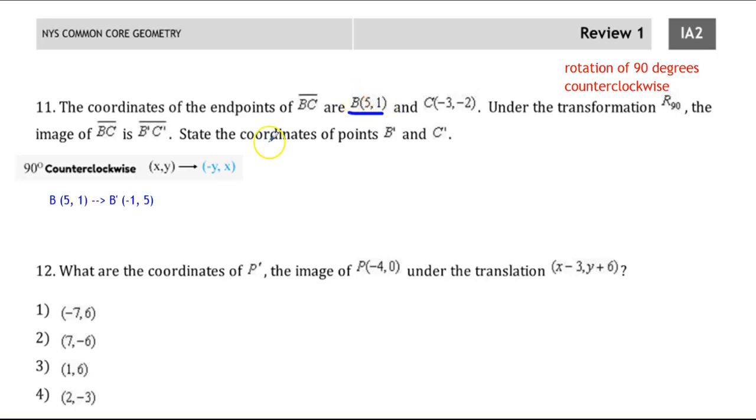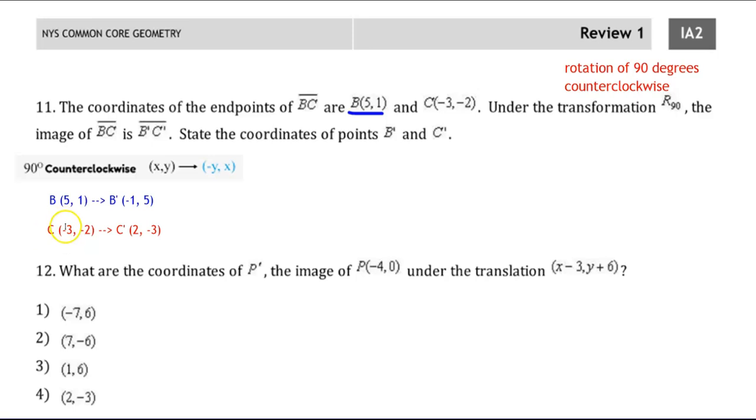B is 5, 1. So what I'm going to do, according to this rule, is I'm going to take the x value and put it at the end, keep the same sign. And then we're going to take the y value of the point, the pre-image, and I'm going to bring it to the front and change its sign to its opposite sign. So 5, which is the x value, it's going to go to the end of the new point, the image, right? And then the 1 is going to become the first value, but I'm going to change its value from positive to negative, right? So B to B prime, 5, 1 becomes -1, 5. That's how we do it for the B.